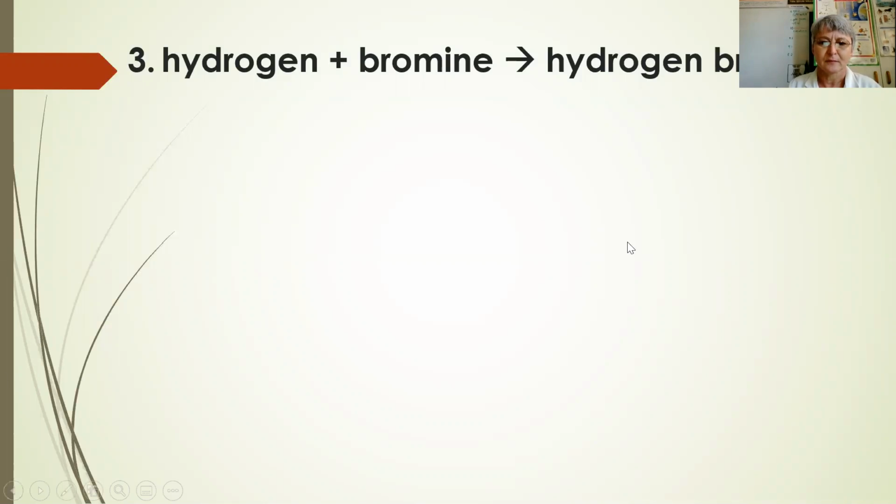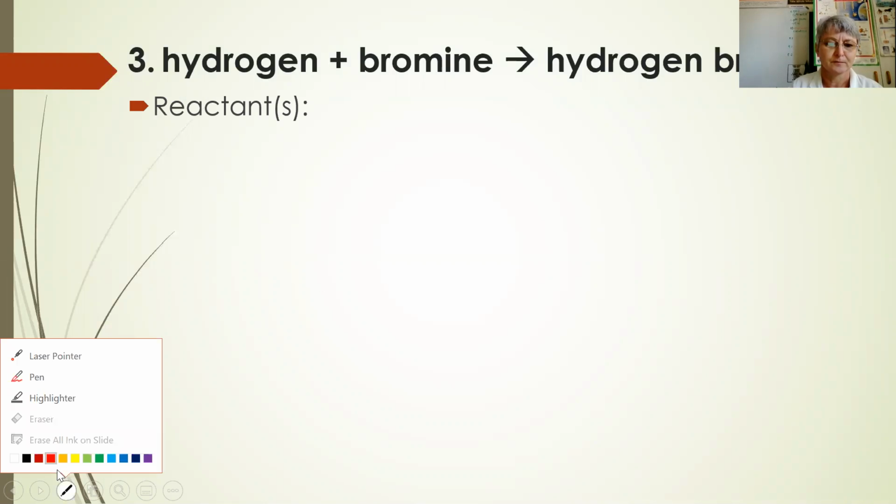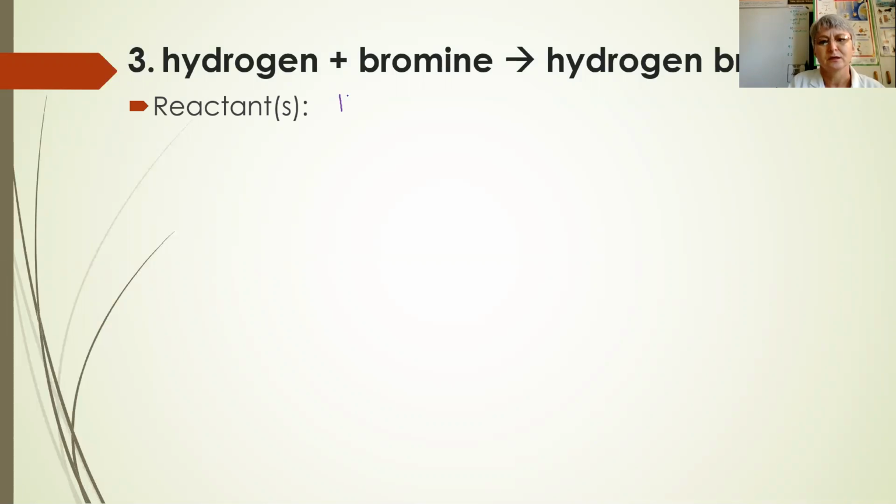Hydrogen is diatomic, so it's got the formula H2. Bromine is in group 17, so it's got the formula Br2. It's also a diatomic element.